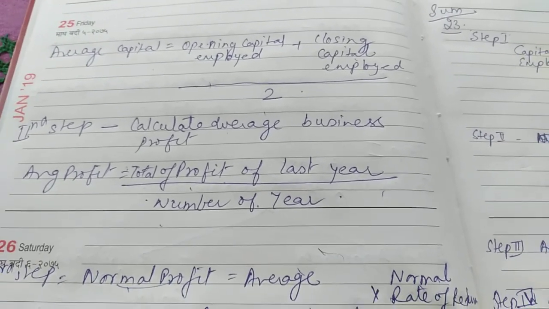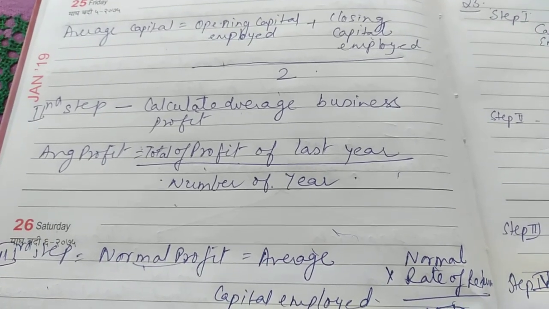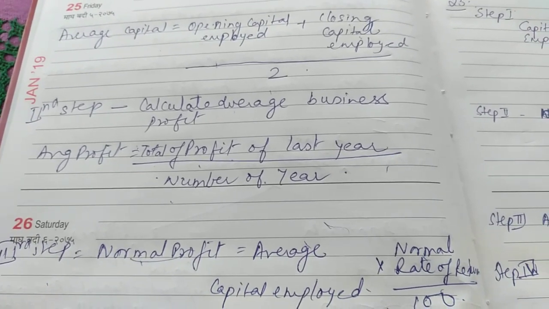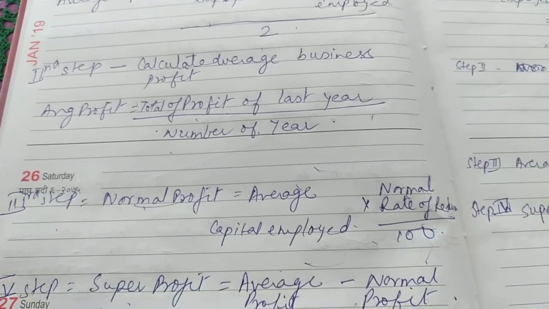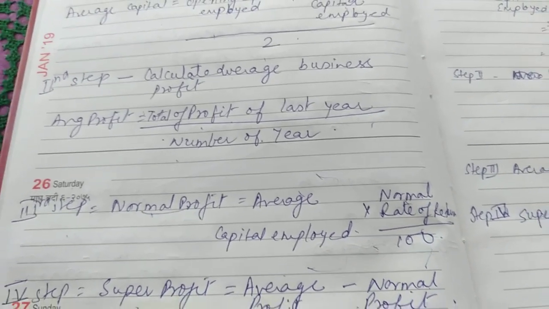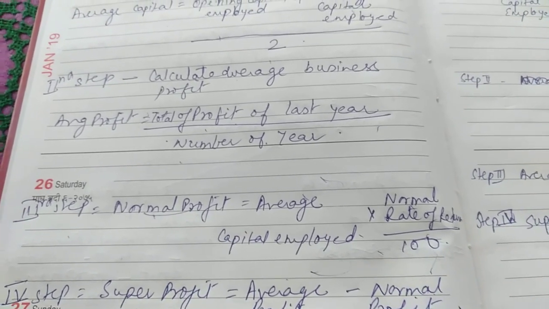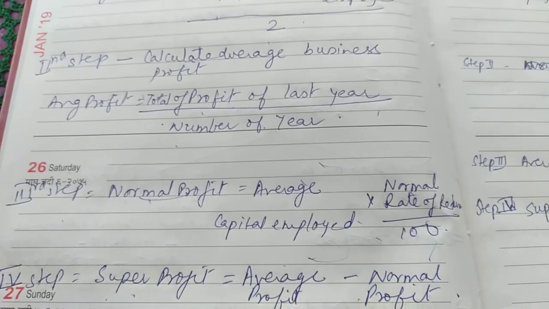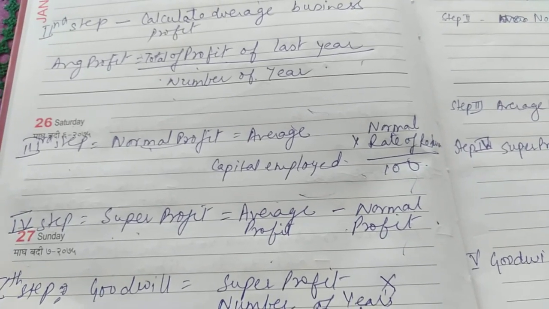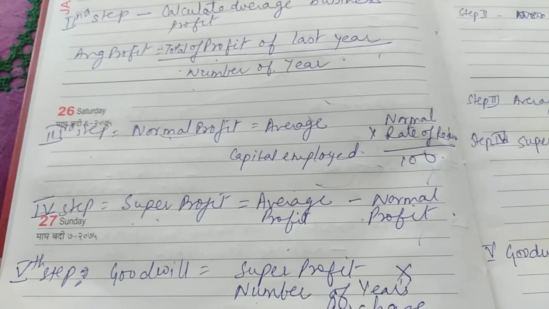Same if they have directly given you average profits, no need to apply the formula. You will just write the average profit given. Then normal profit is average capital employed multiplied by normal rate of return upon 100. If they have given you average capital employed, you will write it directly. And some are very easy. They have given you normal profits also. Then no need to apply the rate also. You have to just apply the fourth formula, average profit minus normal profit. You are going to get super profit. And then goodwill is super profit multiplied by years of purchase.